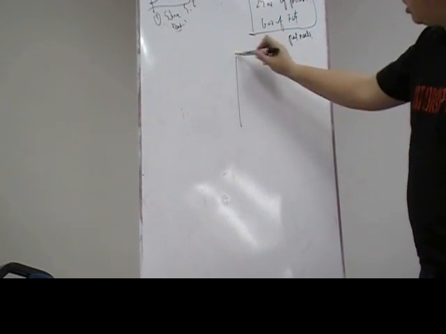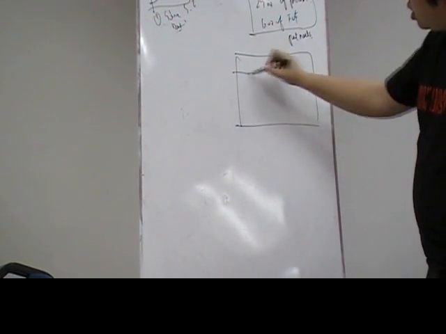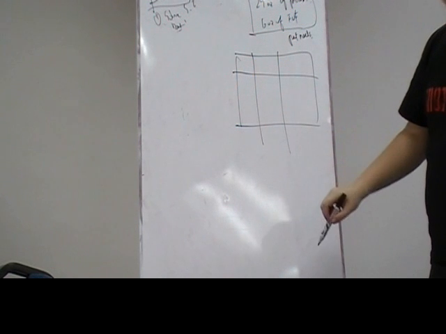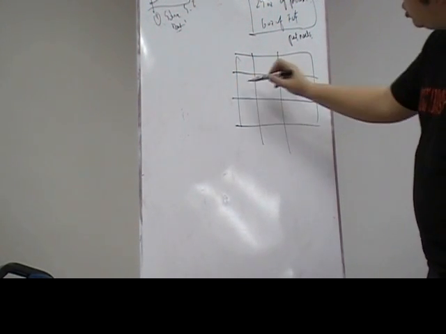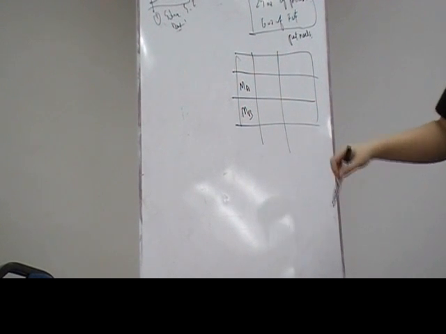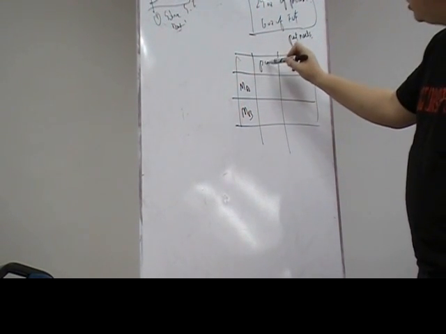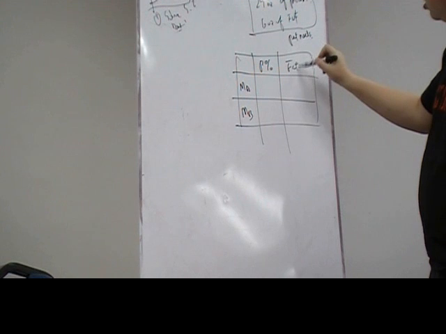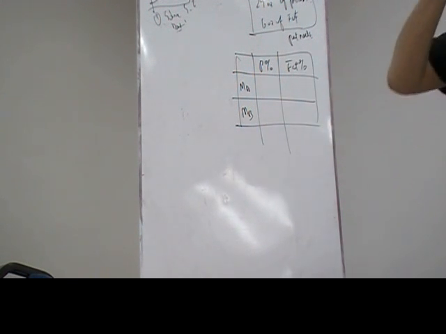Anyway, let's do it. The table is this way. The mixture A, the mixture B. The mixture A, right? Protein percentage, fat percentage. And they give you percentages.